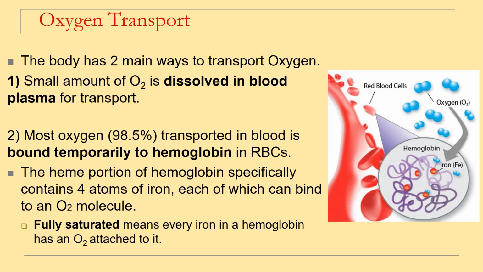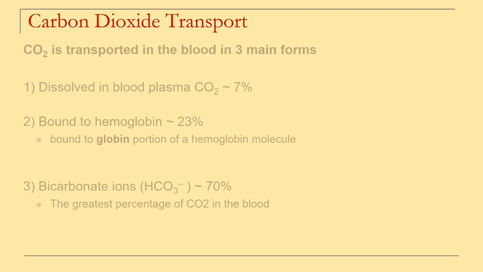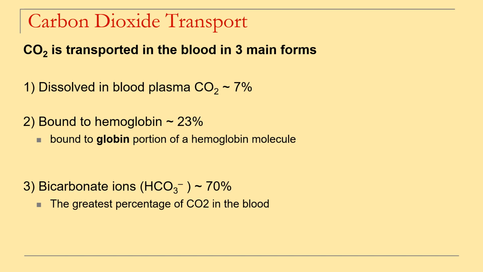So every hemoglobin molecule can hold up to 4 atoms of iron. Each atom of iron can grab 1 molecule of oxygen. So if we say a hemoglobin is fully saturated, that means every iron in the hemoglobin has an oxygen attached to it. Carbon dioxide is transported in 3 main forms.